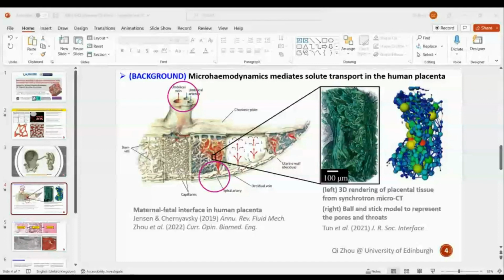Okay, so we have another question from Alexei. Why do the fetal and mother blood flow simulations need to be coupled? Can they be simulated in a single simulation?